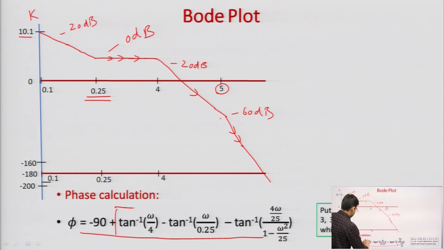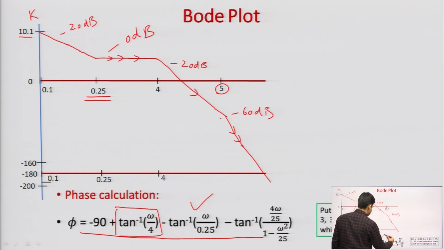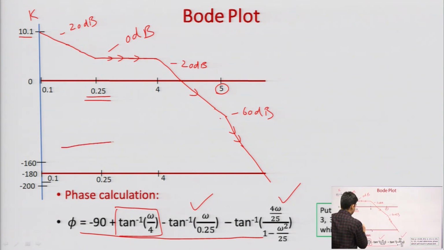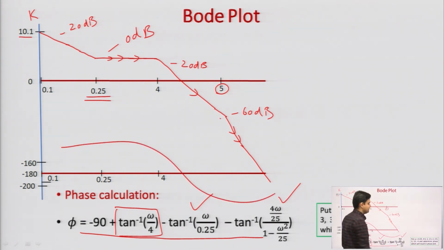Then my zero factor will give me tan inverse of this, my pole factor will give me this, and my quadratic factor will give phase like this. They are functions of omega. We need to put omega equal to 0.25, 0.5, 1, 1.5, 2, 2.5, 3, 3.5, okay, and then we will get a phase plot like this, which will go in this shape. So, you need to do this calculation separately. For different values of omega, you will get the phase plot and then determine gain margin and phase margin to determine the stability of this system.